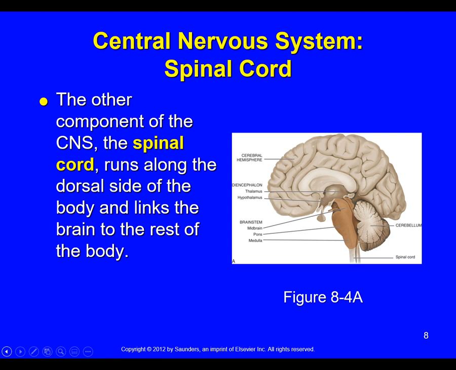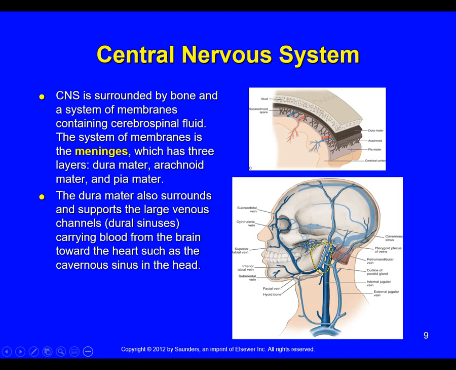Now that we've got that picture in our head, the CNS is surrounded by bone and a system of membranes containing cerebrospinal fluid. These membranes are meninges. Meninges have 3 layers. If you look at, we've been talking about the cavernous sinus and the pterygoid plexus. This dura mater is the most important layer of the meninges, and that surrounds and supports large venous channels in the brain. It supports the area around those large venous channels, the dural sinuses.